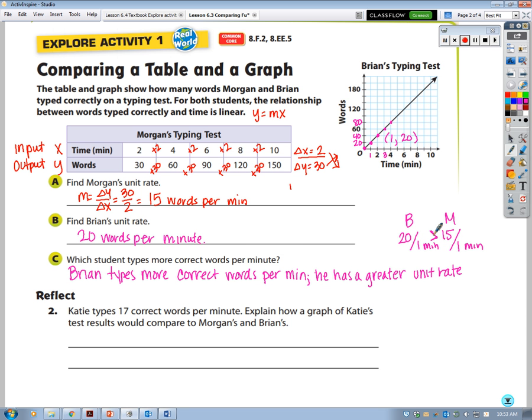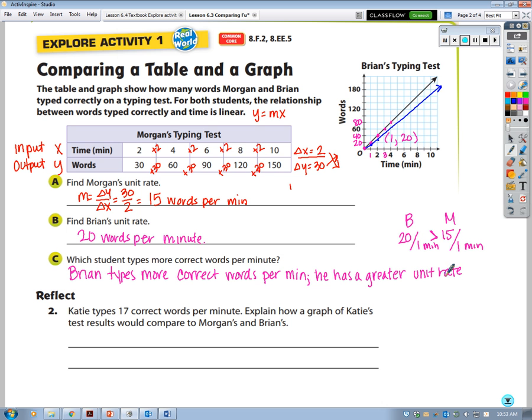So let's go ahead and just reflect on this a little bit and think, okay, well, Katie types 17 words correct per minute. Explain how the graph of Katie's test results would compare to Morgan's and Brian's. So if her unit rate is 17, it's going to be less than Brian's, right? So it's going to fall somewhere, like her first would be 17 words per minute, so it would be a little bit below. So hers would fall below Brian's.